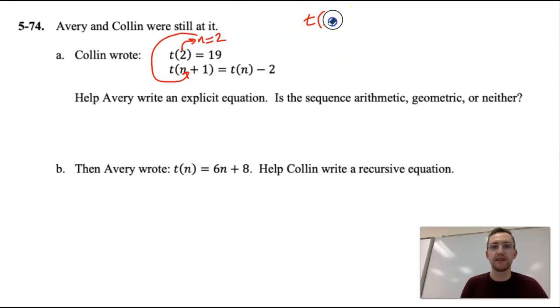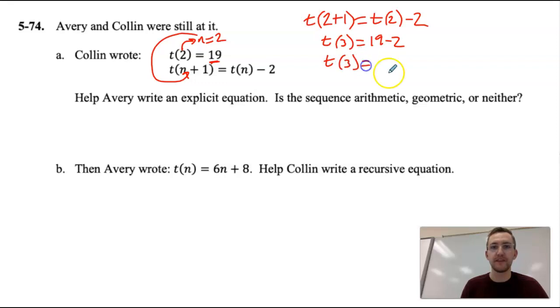Actually, I'm going to rewrite that. Let's say t of, because we're plugging in 2 for n, t of 2 plus 1 is equal to t of 2 minus 2. So now we have t of 2 plus 1, so this is t of 3. We know that t of 2 is equal to 19 because it says so right here. So we can say 19 minus 2. So the next term in our sequence, t of 3, is equal to 17.